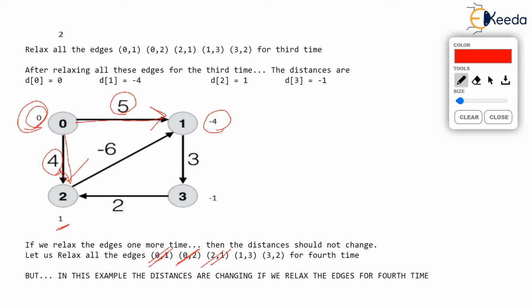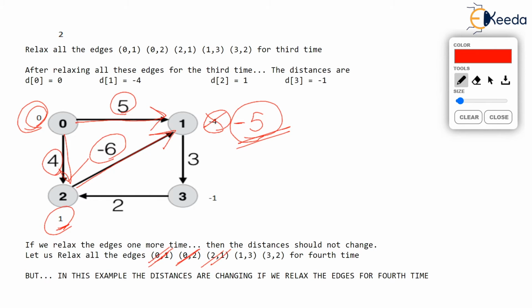2, comma 1. Now, when you watch 2, comma 1, something interesting you see. It is 1 minus 6, which is minus 5, but vertex 1 is at minus 4, and we have got lesser distance. Now, this is surprising. Even after relaxing all the edges 3 times, and now relaxing all the edges for the 4th time, the distances are still changing. That means there is a negative weight cycle, and this will continue even if you relax the edges 5th time, 6th time, 7th time, infinite times. These distances will keep changing and we will never come to a stable solution.